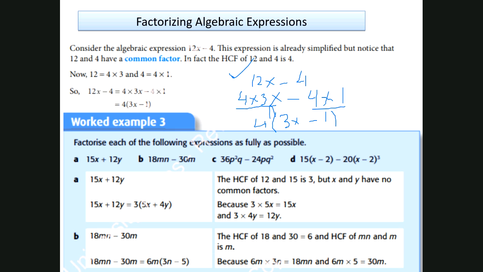like 15x plus 12y. So what is the HCF of 15 and 12? That is, 15 is 3 times 5, and 12 is 3 times 4. So 3 is the HCF. If 3 is common, and you divide 15x by 3, 3 fives are 15, so 5x will be inside. Plus, if there is a plus sign, you will put plus. If there is a negative, you will put negative. Now, what is the common? 3. So you will divide with 3. So what is the answer? 3 fours are 12, 4y. So these are the factors.